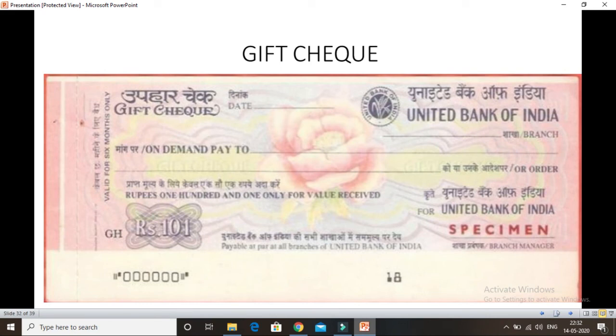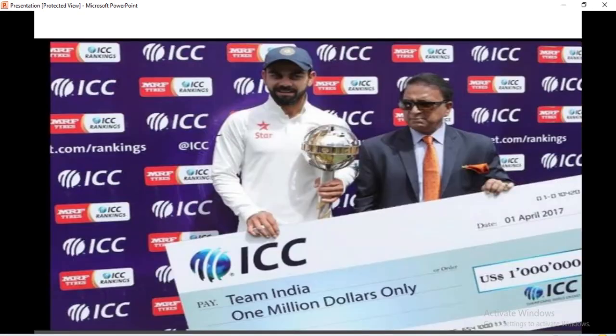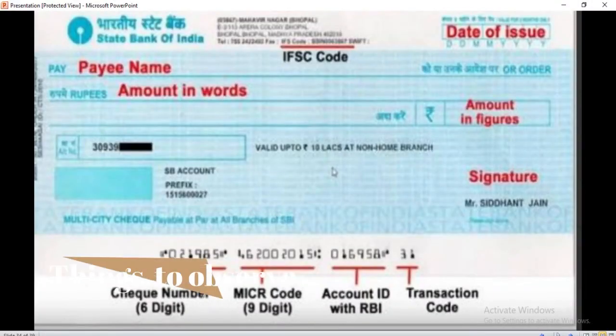This is gift check. Gift checks are decorative checks issued for a commission by banks. For those who wish to make gifts or give money to someone who achieved an outstanding feat in sports, education, social services like this, we can give these checks to them. See here, this is a gift check presented to Team India.